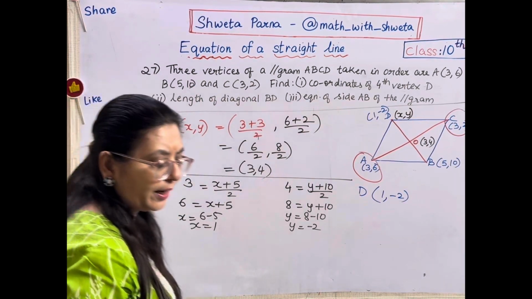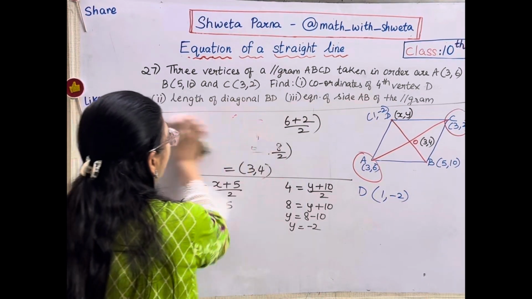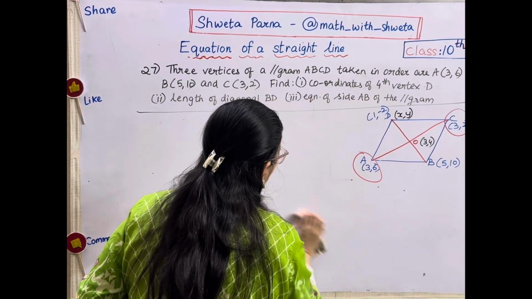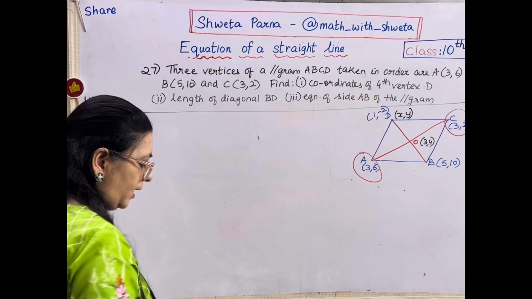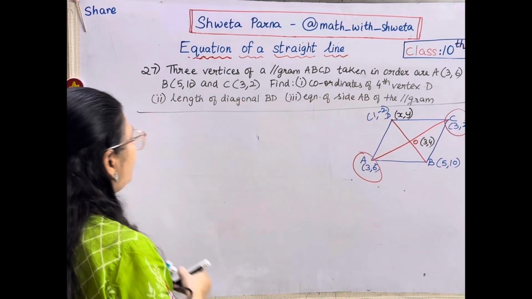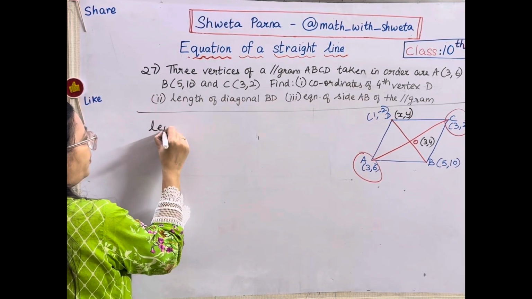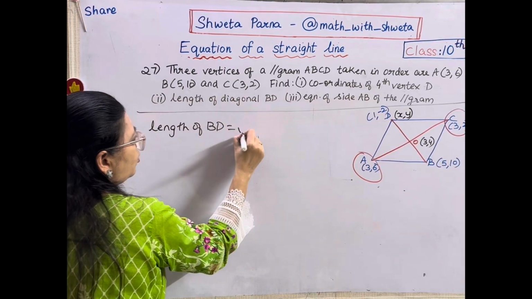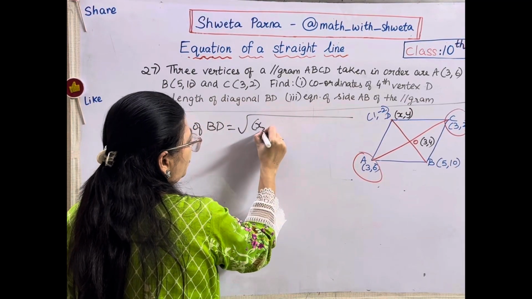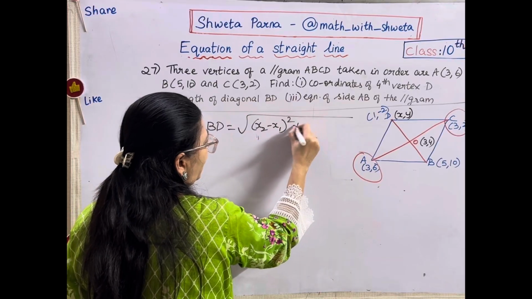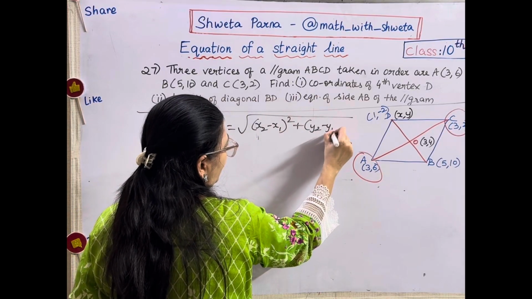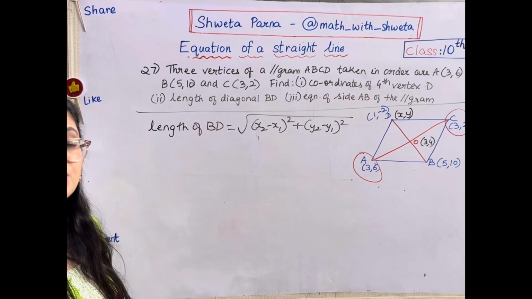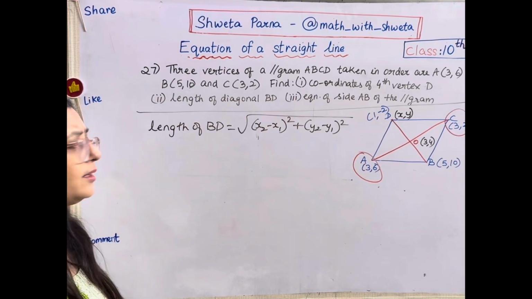Now you have to find the length of diagonal BD. So which formula will you use to find the length? For the length of BD you will use the distance formula, which is square root of x2 minus x1 the whole square plus y2 minus y1 the whole square. This is the distance formula which you have already studied in grade 9, right?